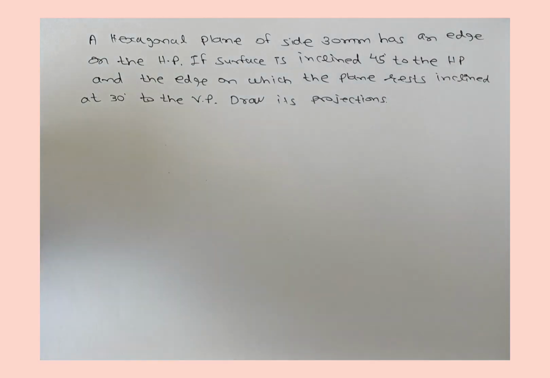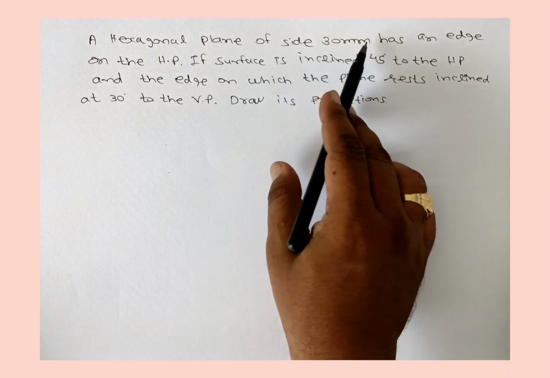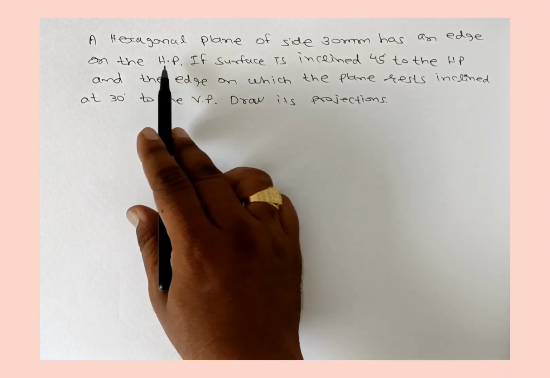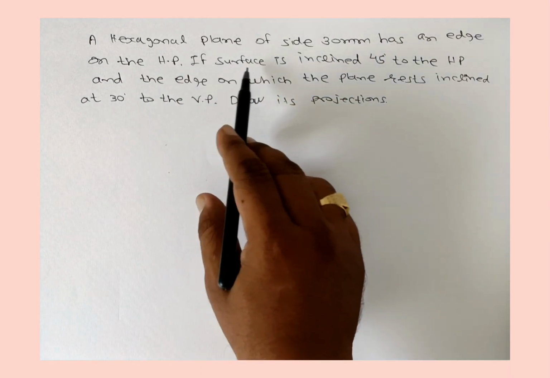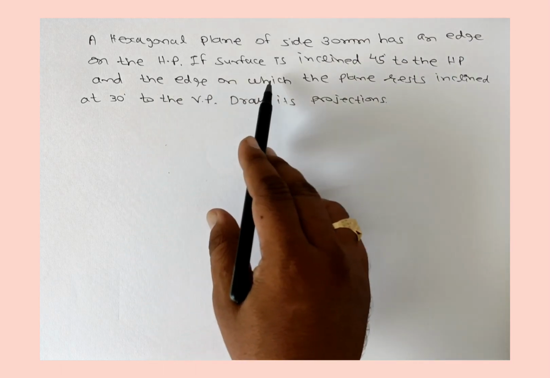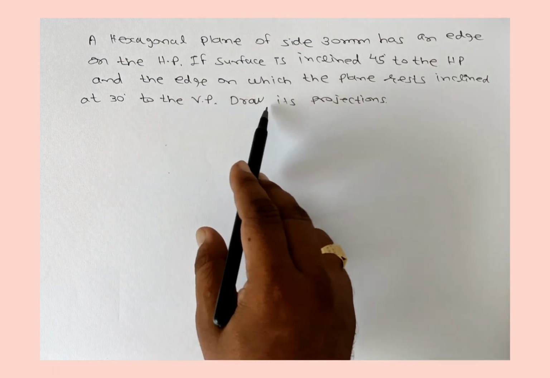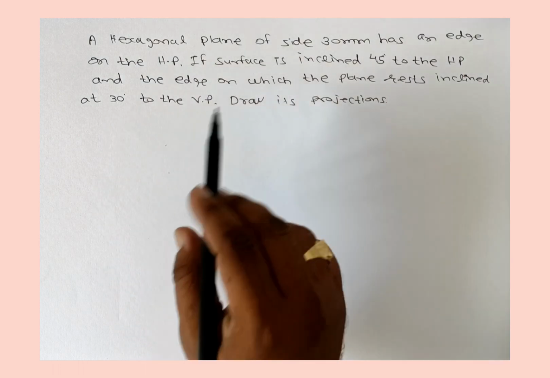Okay students, so here given is what? A hexagonal plane of side 30 mm has an edge on the HP. Its surface is inclined 45 degree to the HP and the edge on which the plane rests is inclined at 30 degree to the VP. Draw its projection. HP means horizontal plane, VP means vertical plane.